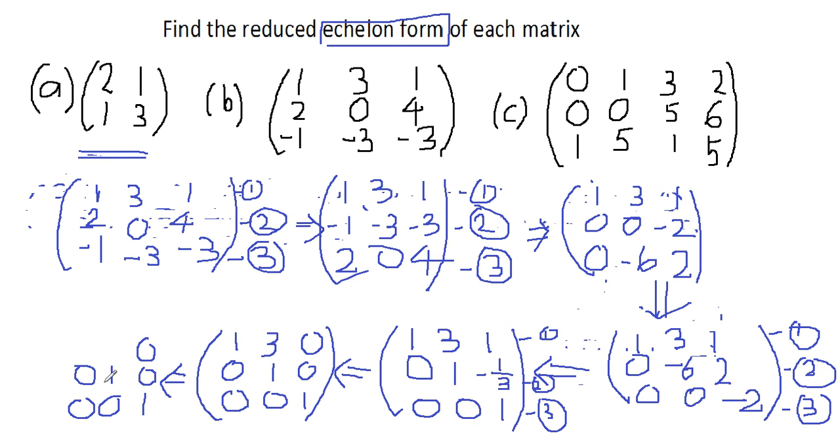So minus 3 times 1 is minus 3. Minus 3 plus 3 equals 0. And minus 3 times 0 equals 0. 0 plus 1 equals 1. So this is our reduced echelon form for part B.